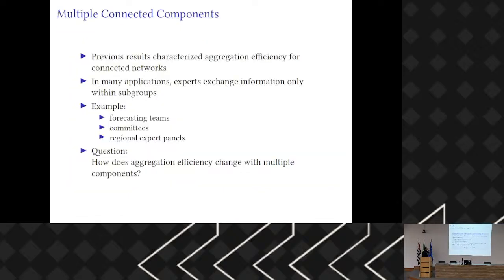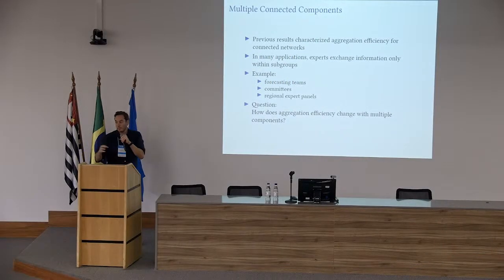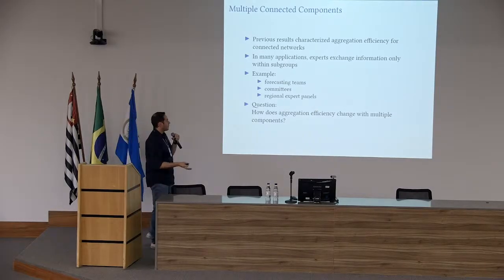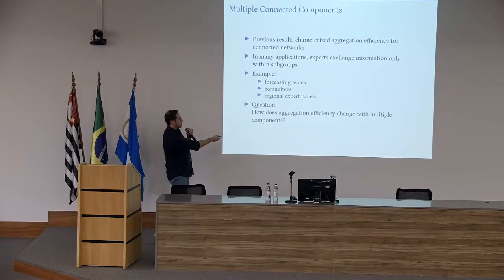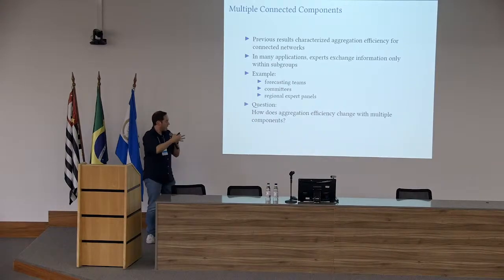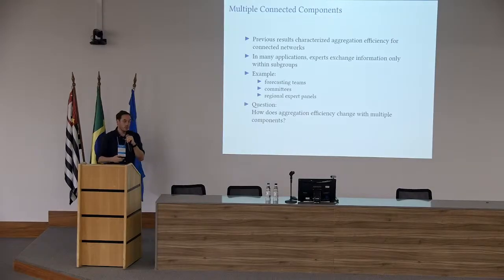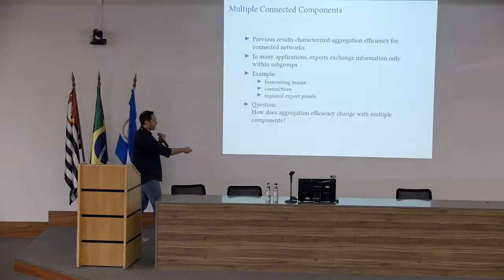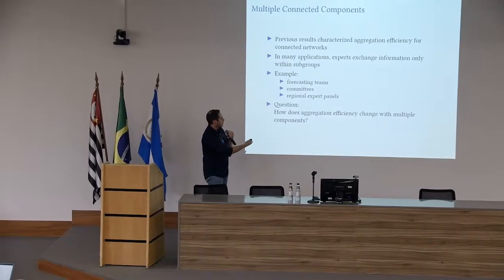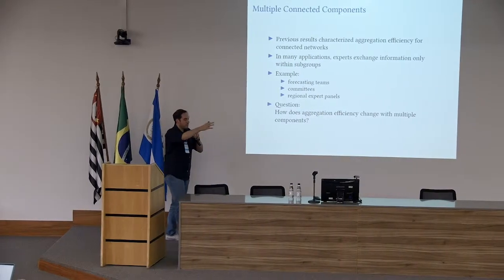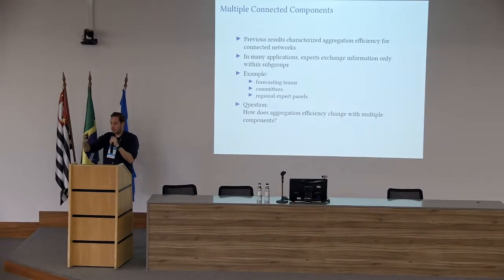Fine. Now I'm going to extend the results to multiple connected components. So for the time being, I assumed connectedness. Now I'm going to break connectivity and ask how does aggregation efficiency change with multiple components, right? So each one of the components is going to follow the same structure, but now the network is split into many components.